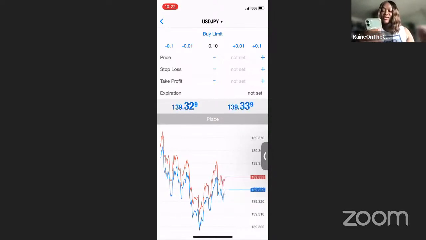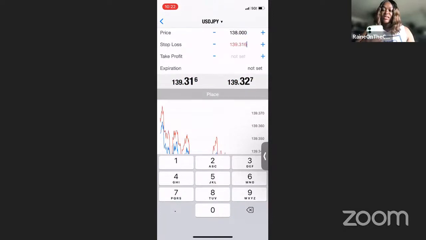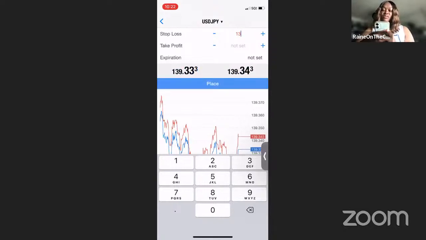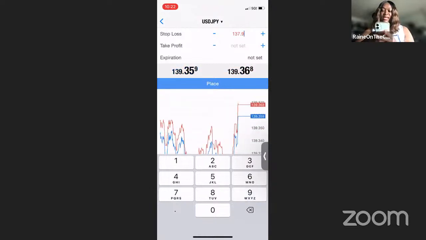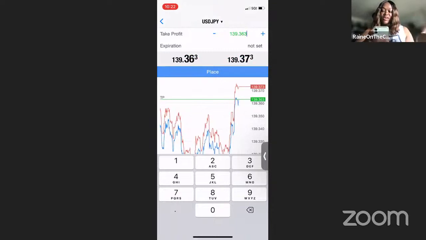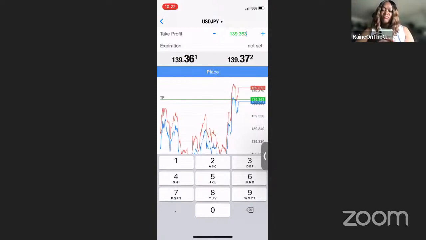So let's say we want to enter at 138, price 138.0. Stop loss, it's a buy, so the stop loss is going to need to be below the entry price. So let's say it's 137.9, and the take profit is going to need to be above. So let's say the take profit is 140.